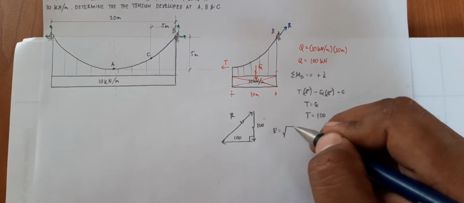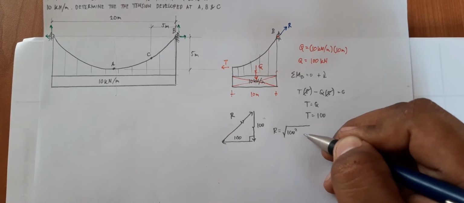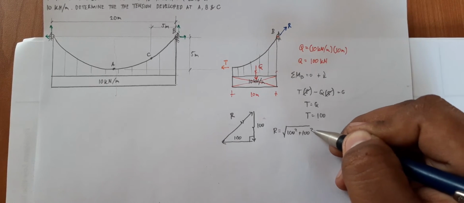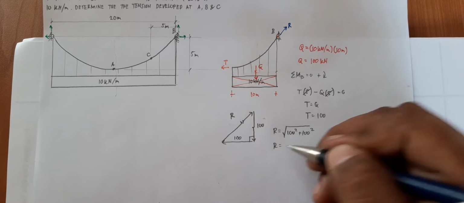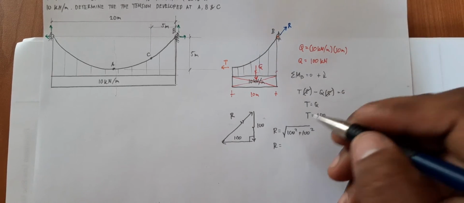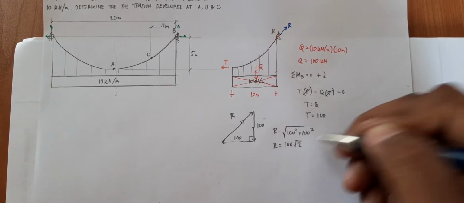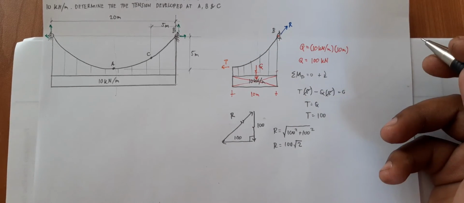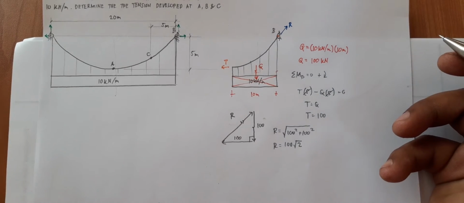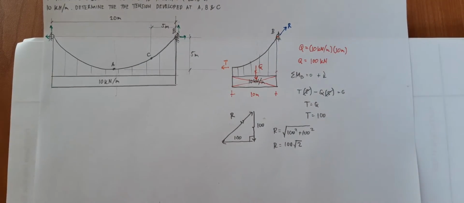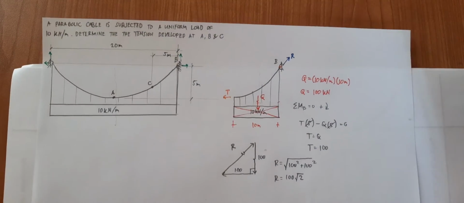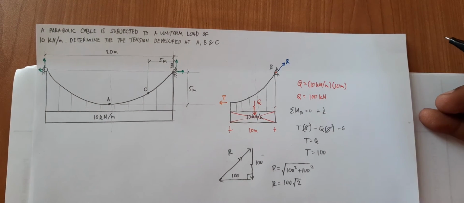Okay, basically common sense will tell you that R can be calculated using Pythagorean theorem. That is the square root of 100 square plus 100 square. So R is equal to 100 square root of 2. Now, let's try another approach.